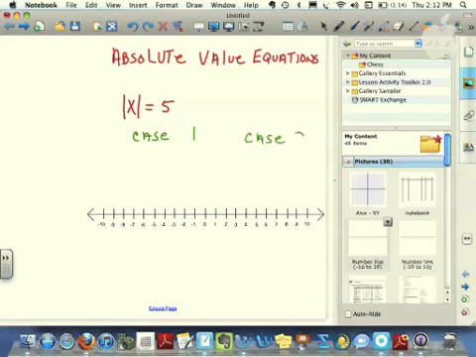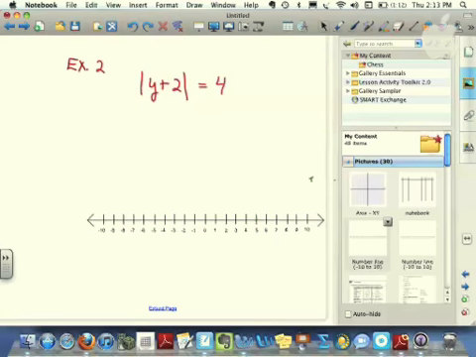In case 1, the number that's inside the absolute value sign could equal 5. Case 2, the number that's inside the absolute value sign could equal -5, because the absolute value of -5 is also 5. So this one has two answers, 5 and -5. Absolute value equations typically have two answers.